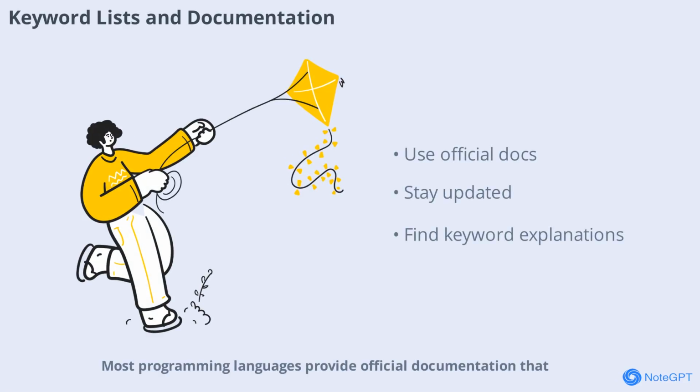Most programming languages provide official documentation that includes a list of all reserved keywords. Referring to this list can help you avoid mistakes and stay up to date with any changes. Documentation is a valuable resource for both beginners and experienced programmers, offering explanations and examples for each keyword.